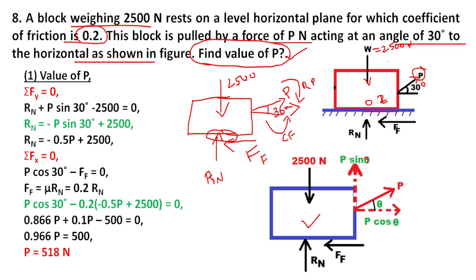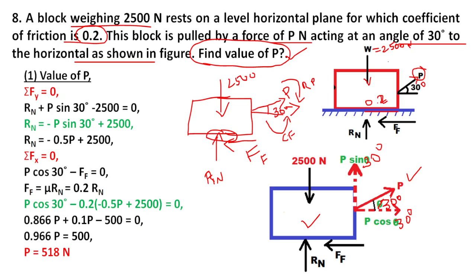Here P sin theta is equal to P sin 30, and P cos theta is P cos 30, where the angle theta is 30 degrees. This is the free body diagram. In total, there are three vertical forces and two horizontal forces.